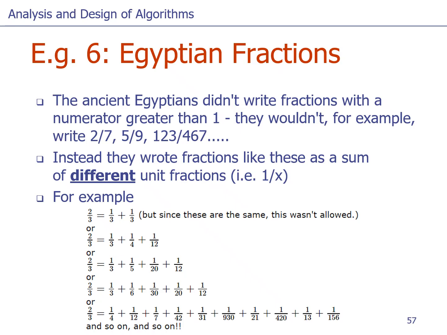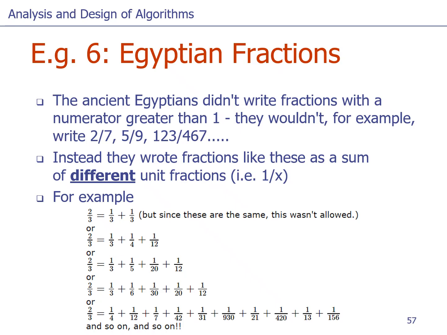So if they wanted to talk about 2 divided by 3, or 2/3, they had no notion for it. They didn't talk about it that way. They would describe it as 1/3 plus 1/3. Or if they wanted to talk about it in a different way, they might write 1/3 plus 1/4 plus 1/12, which again boils down to 2/3. All of these add up to 2/3.